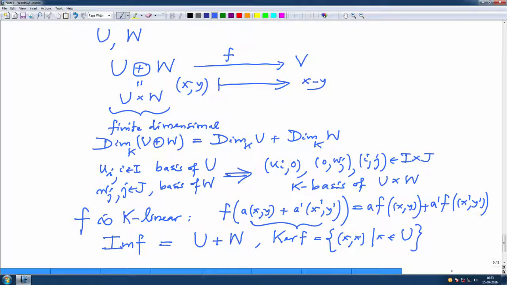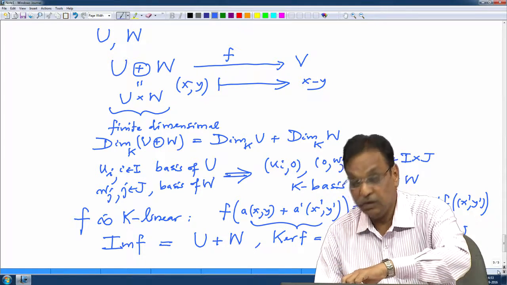And also note that this kernel is isomorphic to U as a vector space. Simply, you can take (x, x) and map it to x. This map is clearly linear and clearly bijective. Therefore, the kernel of f is isomorphic to the K vector space U. In particular, the dimensions are equal. So, when you apply the rank theorem, what do we get? The rank theorem says this dimension is equal to the dimension of the image plus the dimension of the kernel.